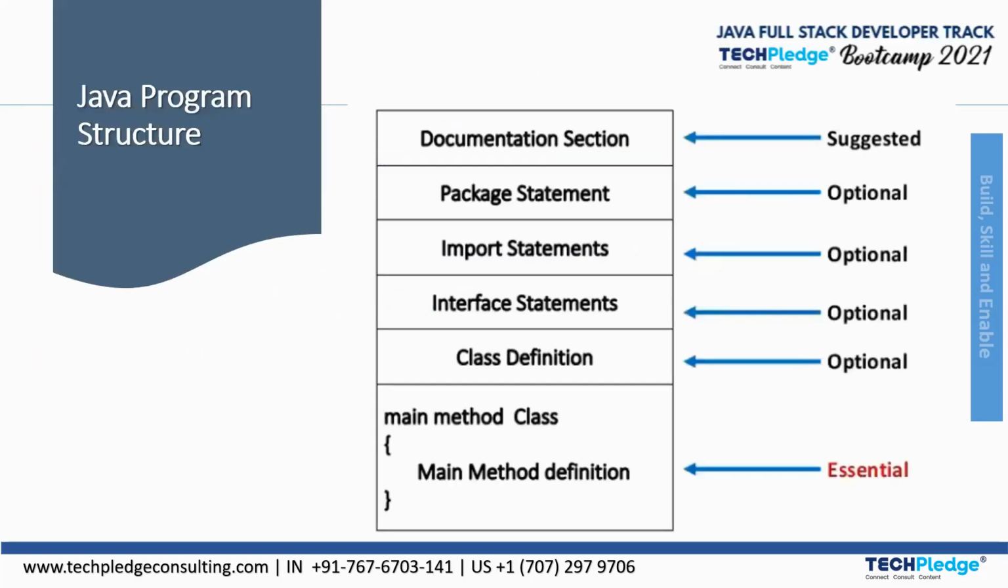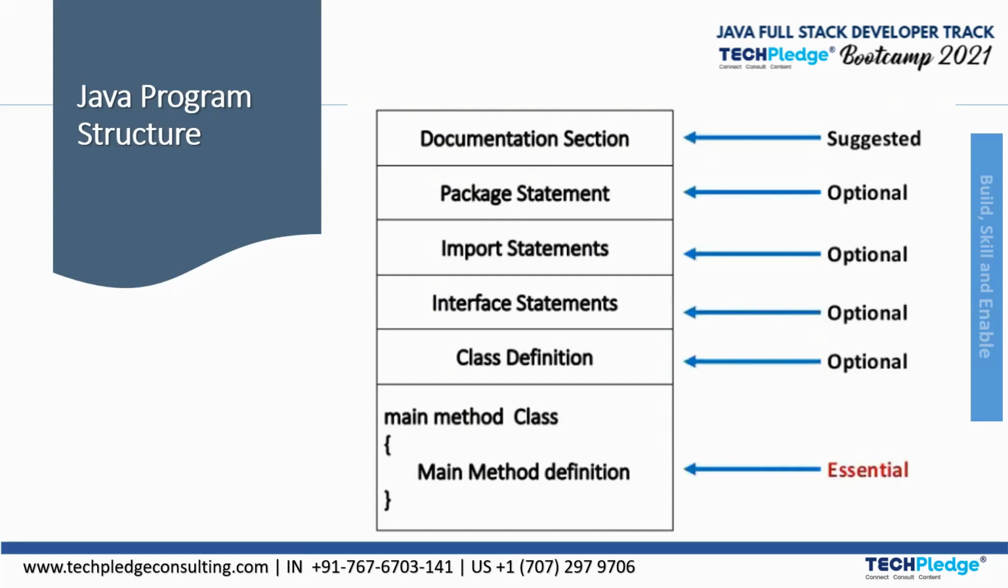Next, we go through the Java program structure. When you see a sample Java code, you'll find lots of things which are written before the main code starts. So what are those different sections? First of all is the documentation section. Now, what is the documentation section? It is suggested, it is better if you write that.